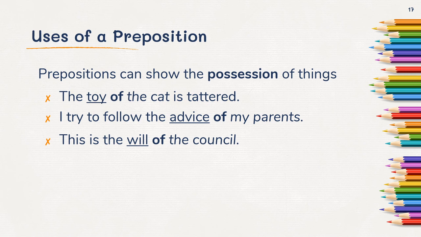Prepositions can also show the possession of things. The toy of the cat is tattered. I try to follow the advice of my parents. This is the will of the council. So again, let's look for the preposition and what words they connect. The toy of the cat. So the cat owns a toy. The advice of my parents. So that is your parents' advice. They own it. They told it to you. And the will of the council. It's the council's will. They own it.